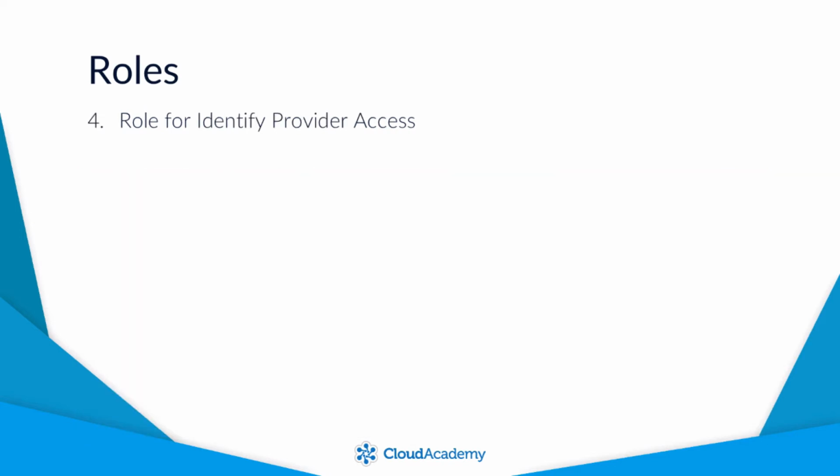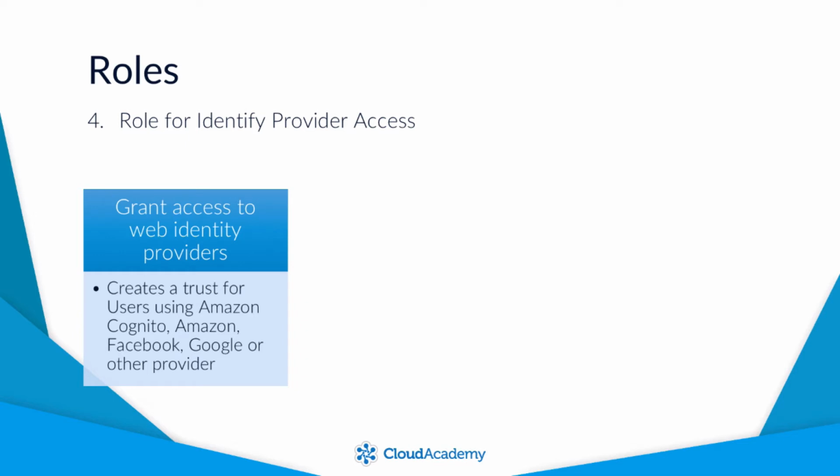Lastly, role for identity provider access. This role type offers 3 different options. Grant access to web identity providers. This is used to create a trust for users using Amazon Cognito, Amazon, Facebook, Google, or any other OpenID Connect provider.